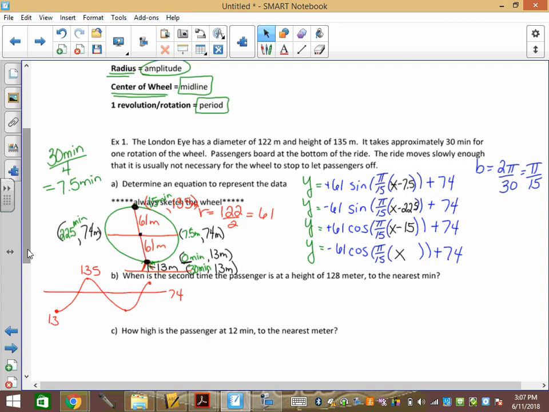Okay, I want to know the second time the passenger is at a height of 128. Did they give me y or did they give me x? 128 meters. They gave me y. So I go to y2 and I put in 128 and I find out the second time it intersects. Second trace 5, go closest to the second intersection. Enter, enter, enter. And my x value is 17 minutes.